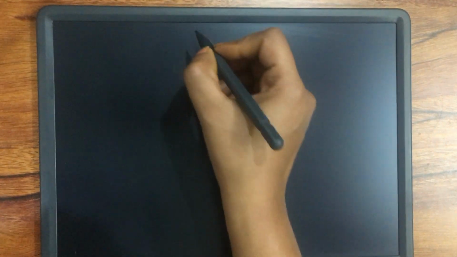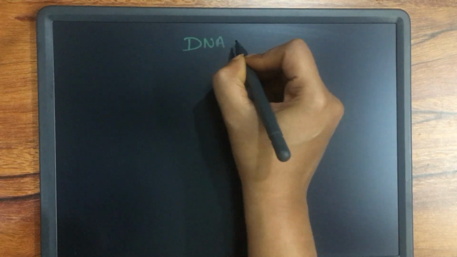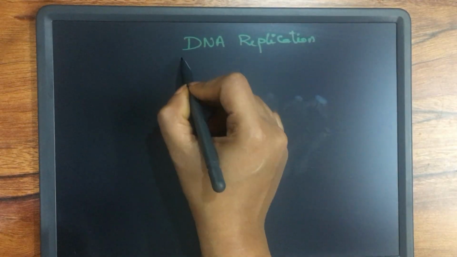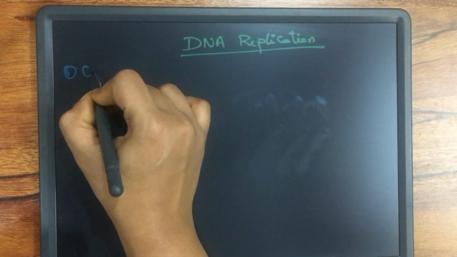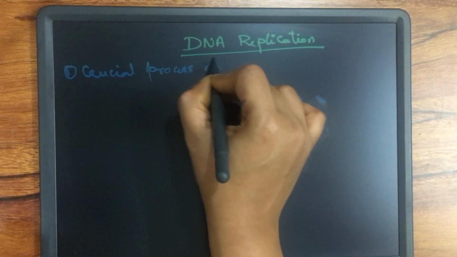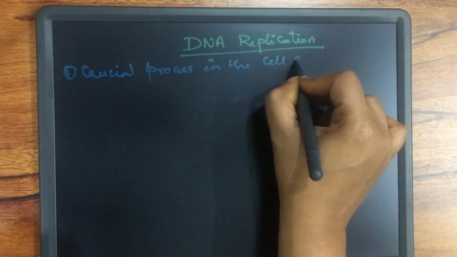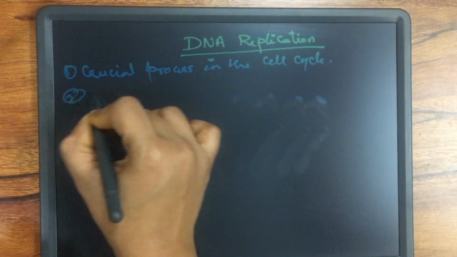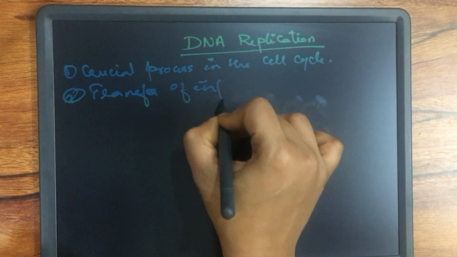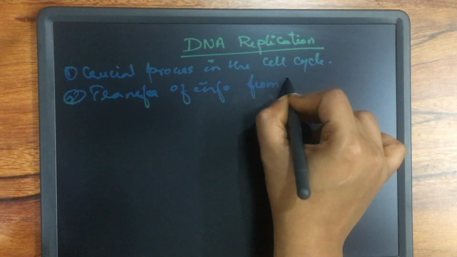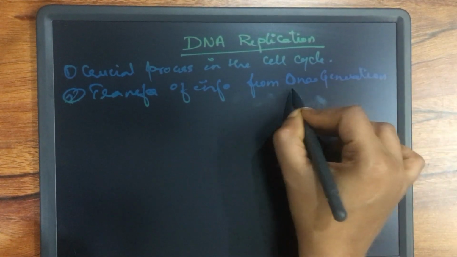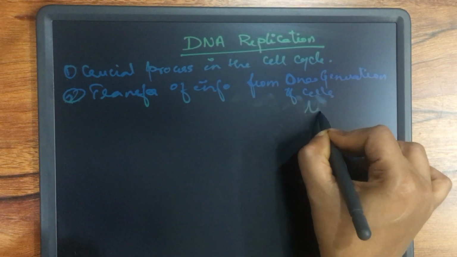Hello students, today's topic is DNA replication. DNA replication is a very crucial process in the cell cycle. It helps in the transfer of information from one generation of cells to another.